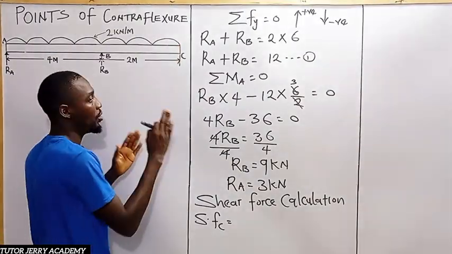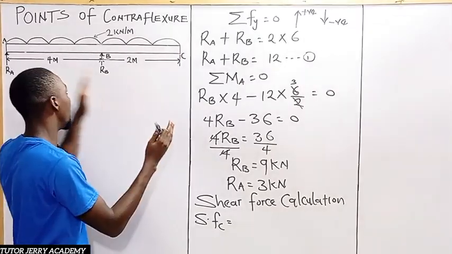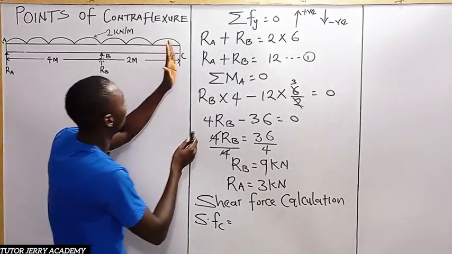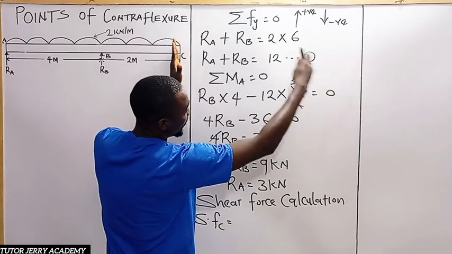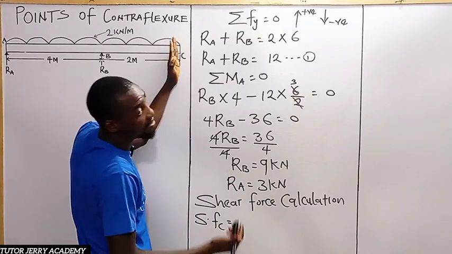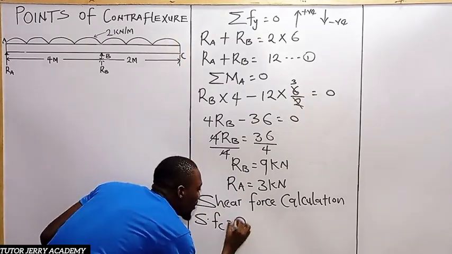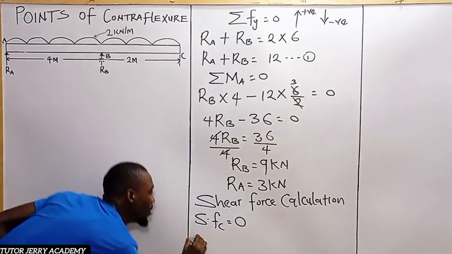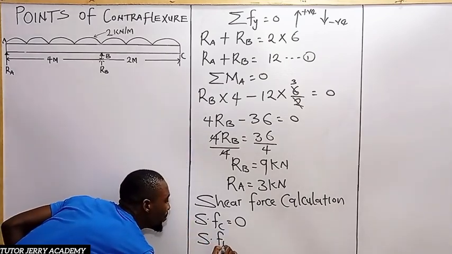So it's true that our shear force, we can calculate that to the left or to the right. I normally calculate mine to the right. So if you stand there, we don't have any force, so the shear force at point C is 0. All right, the next point is the shear force at point B.